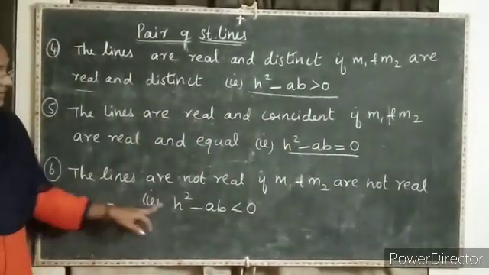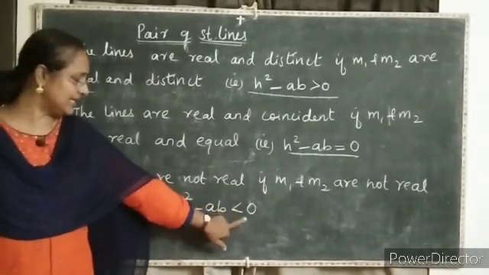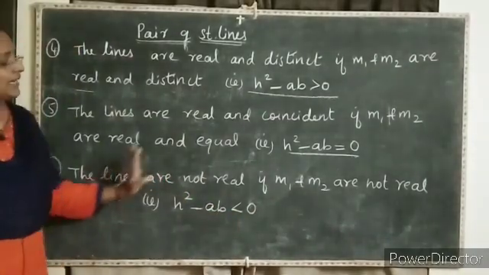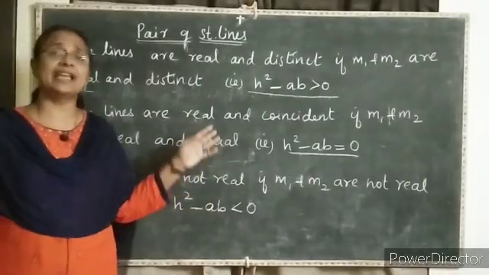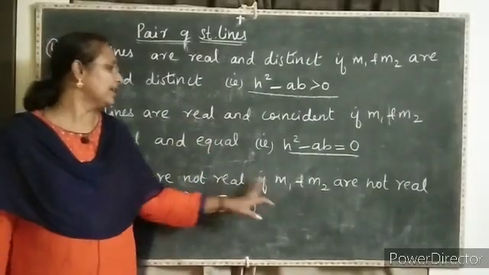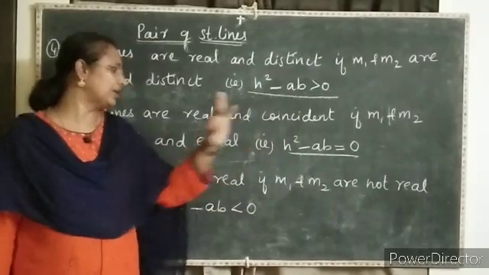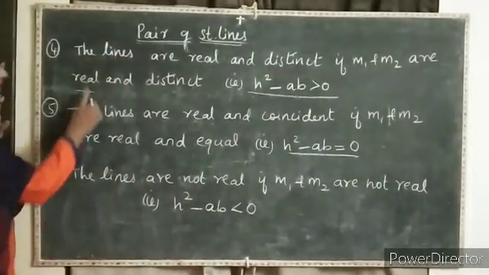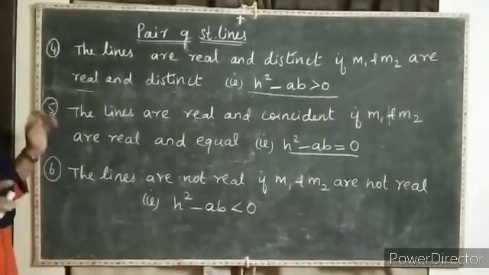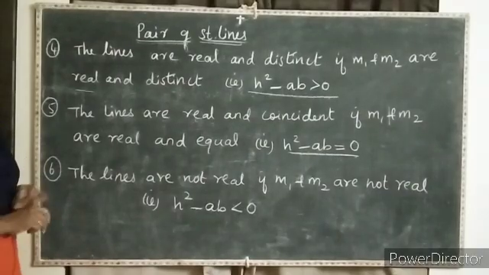The next one, if h squared minus ab is less than 0, we can say the lines are not real. Not real means they are imaginary. So if m1 and m2 are not real, these three conditions are very important. They have to be learnt thoroughly.